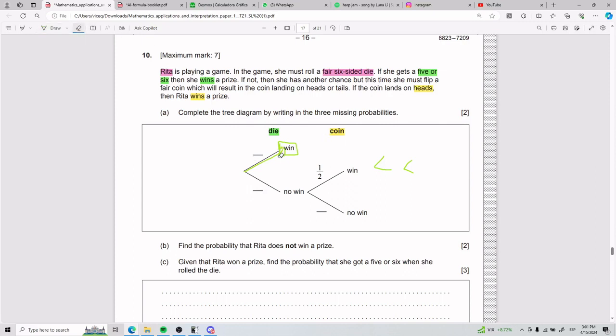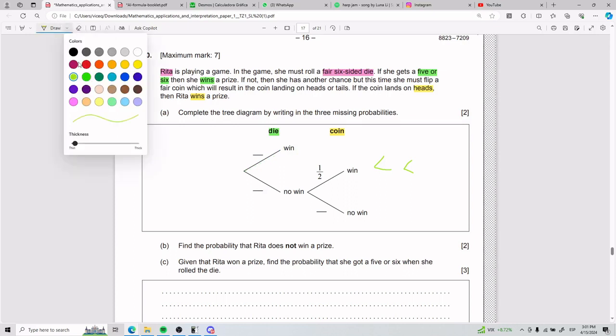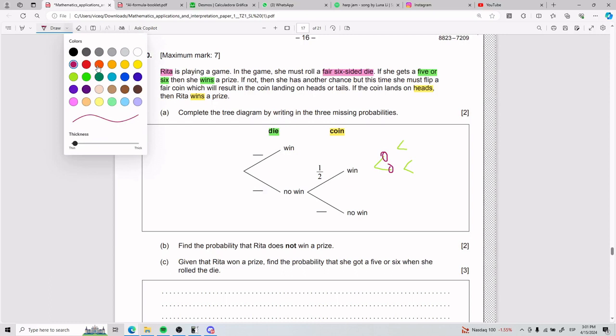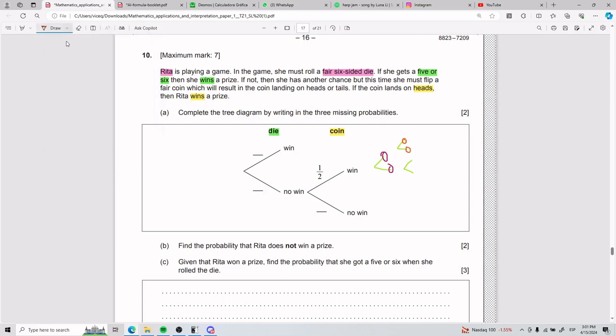Okay, cool. The second thing we have to consider is that for tree diagrams, the probability of each of these little sticks is going to equal 1. So this plus this equals 1. This plus this equals 1, and this plus this equals 1. Why is this useful to know? Because now, for example, if this is 1/2, then this is also 1/2. Why? Because 1/2 plus 1/2 equals 1.